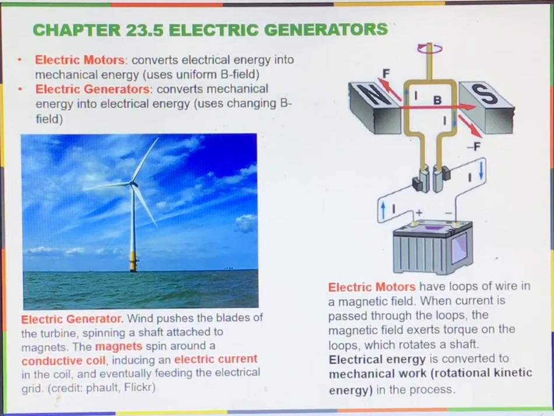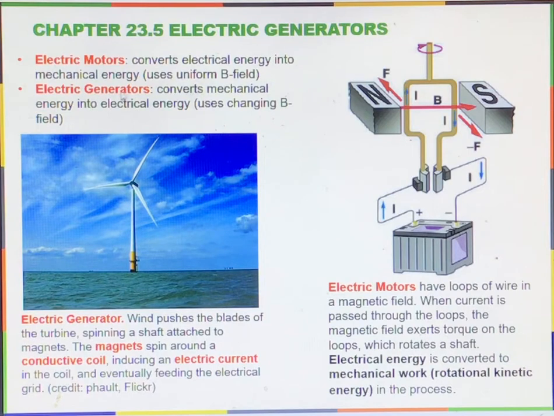All right, so now we're going to talk about one more application. This is section number 23.5. We've already discussed a little bit the difference between an electric motor and an electric generator. An electric motor starts with electric current, and as the current goes through a loop in the presence of a magnetic field, the magnetic field generates forces, and these forces create a torque that rotates this loop. So I'm converting electrical energy into mechanical energy.